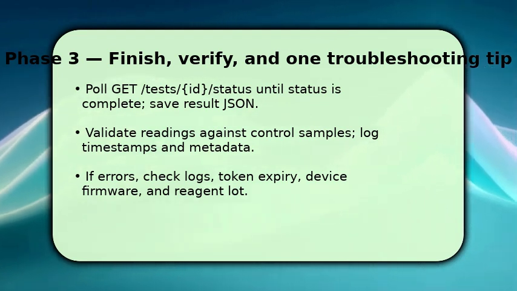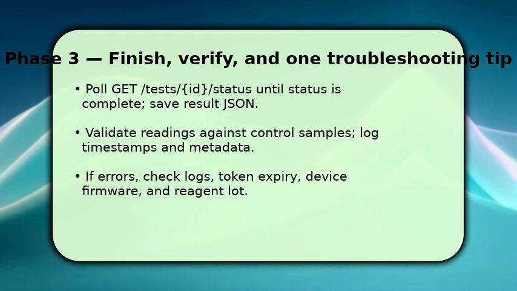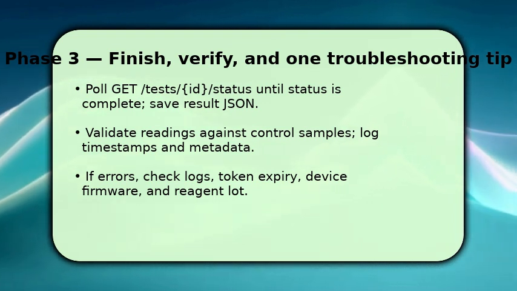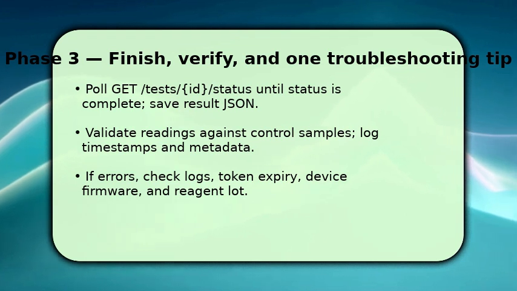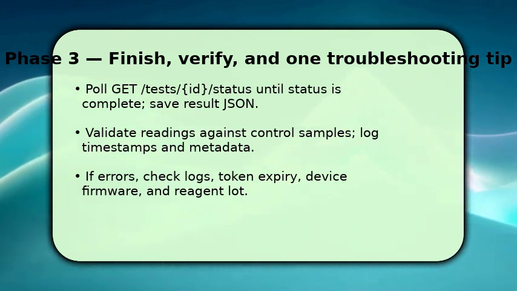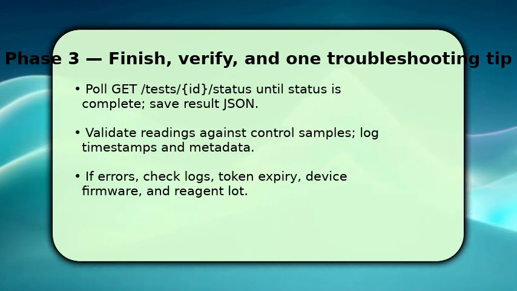If something goes wrong, check API logs first, confirm the access token hasn't expired, verify device firmware and reagent lot compatibility, and retry after power cycling the device. Those steps resolve most failures.